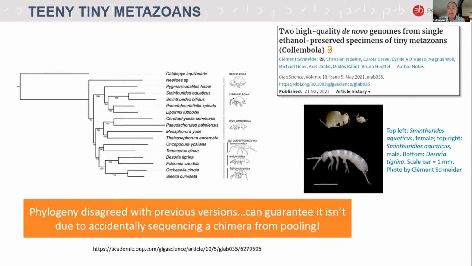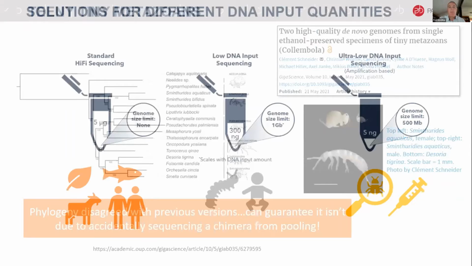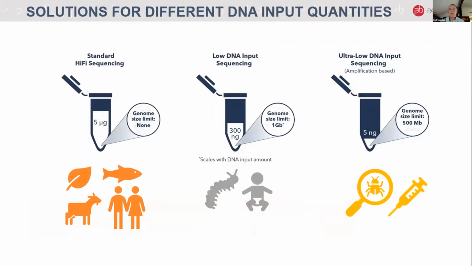There's now effectively three ways of going into collecting your sample, if you like, for sequencing. So you've got the standard HiFi sequencing where you need about 5 micrograms of starting material. It's come down. It used to be 15. It's improving all the time. So again, for a lot of samples, we're able to get 5 micrograms of DNA quite easily.